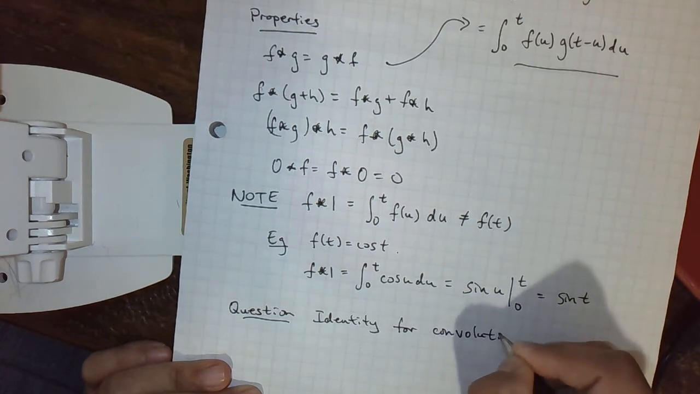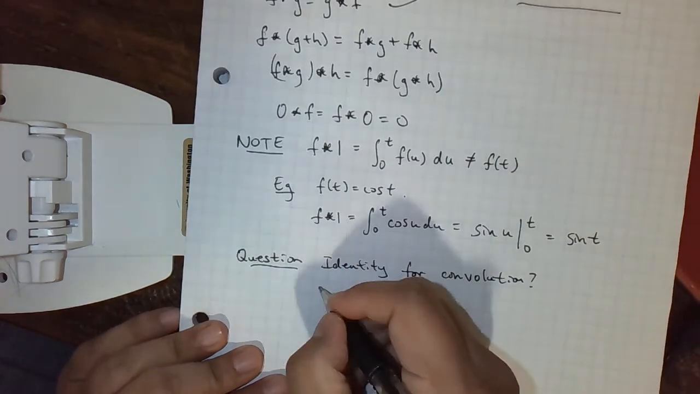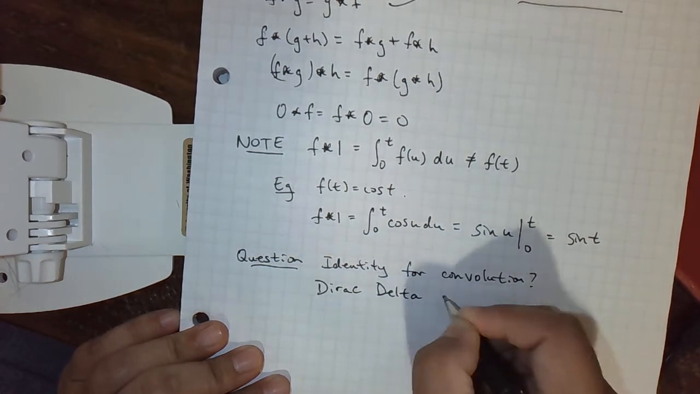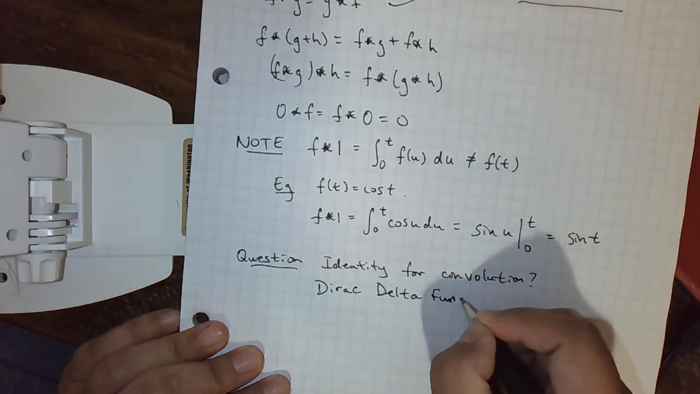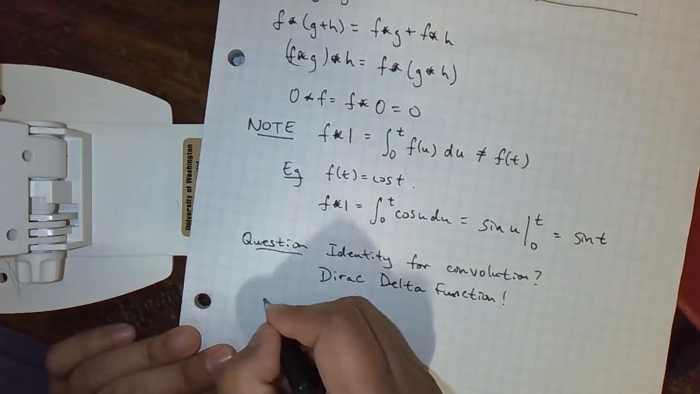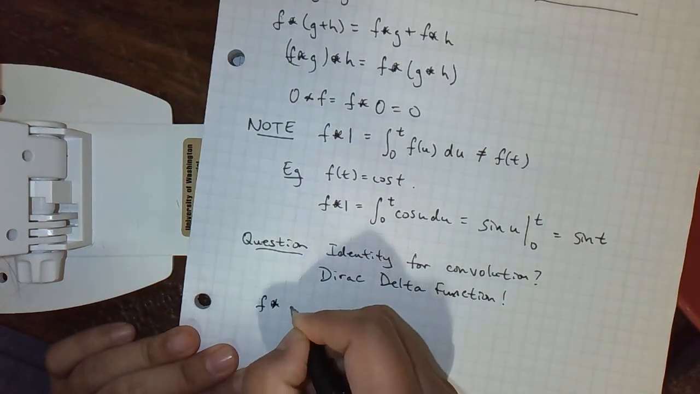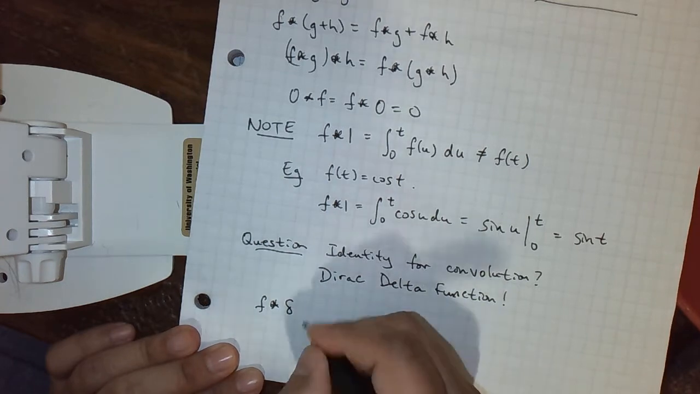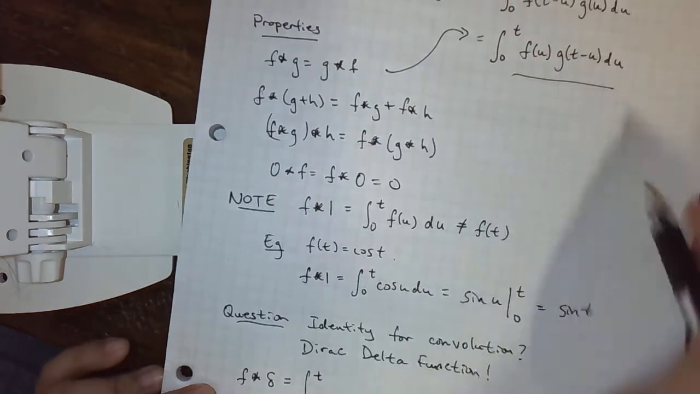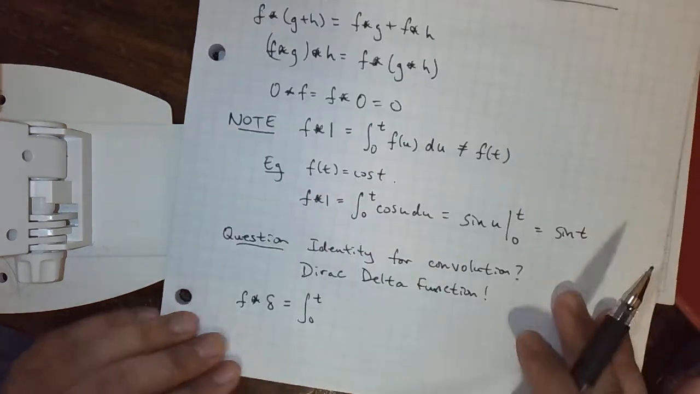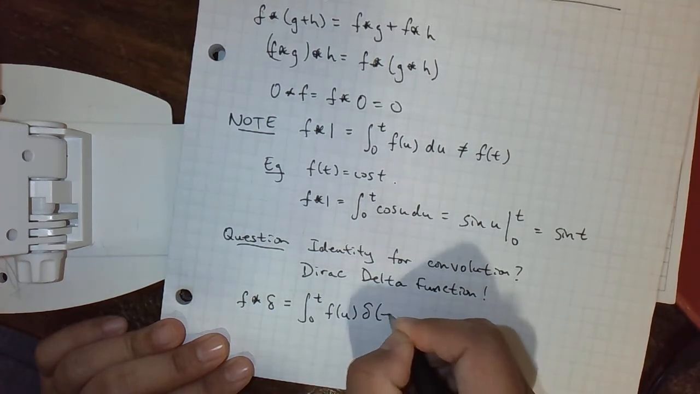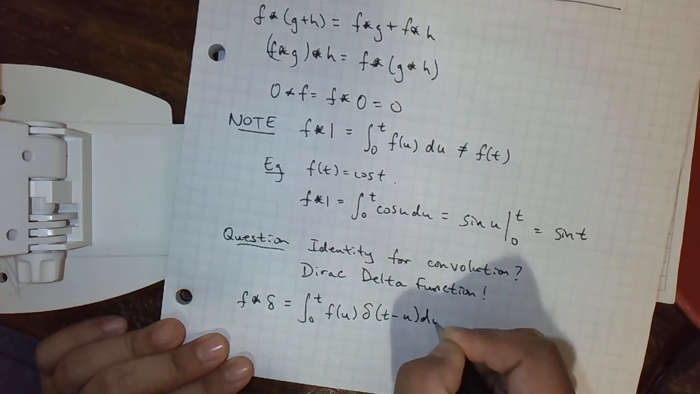And the answer is there is. It's actually the Dirac delta function. So all these weird things that we're throwing at you in the last couple weeks actually tie into each other. Let's just check that out. Let's look at f convolved with delta. Now this is the integral from 0 to t. We're going to use that same second formula, so we'll put in delta for g. So this is f of u times delta of t minus u du.